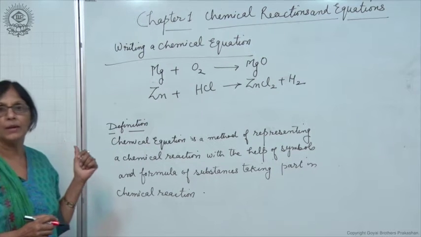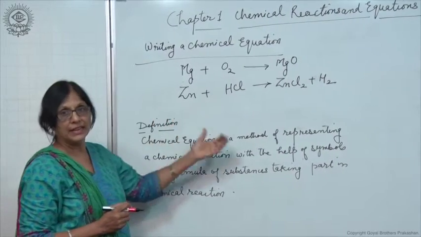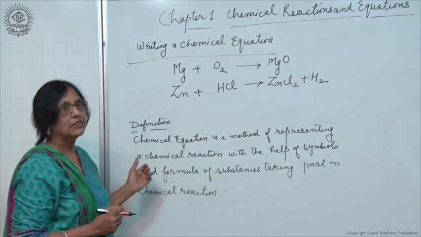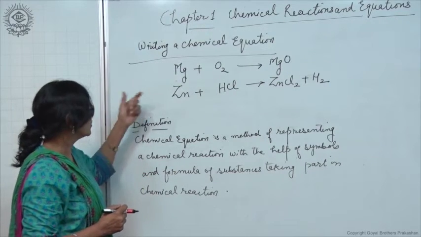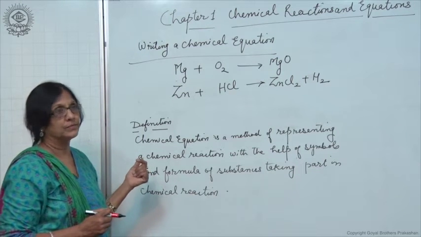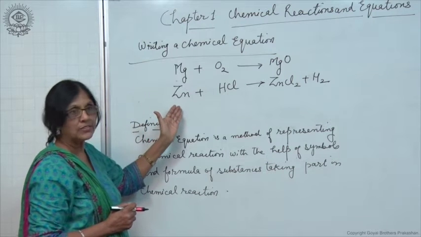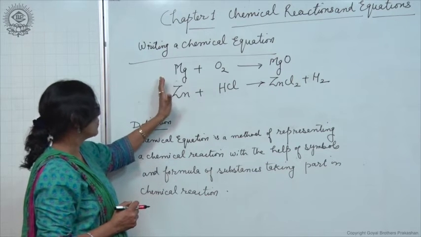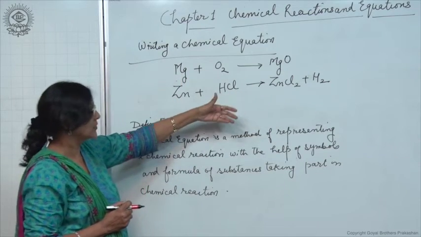Now, we can define a chemical equation. What is a chemical equation? It is a method of representing the chemical reaction with the help of symbols and formulae of the substances taking part in the chemical reaction. Of course, these equations are not balanced, that we will discuss later. The number of atoms of each element on both sides is not equal, that we are going to discuss right now.